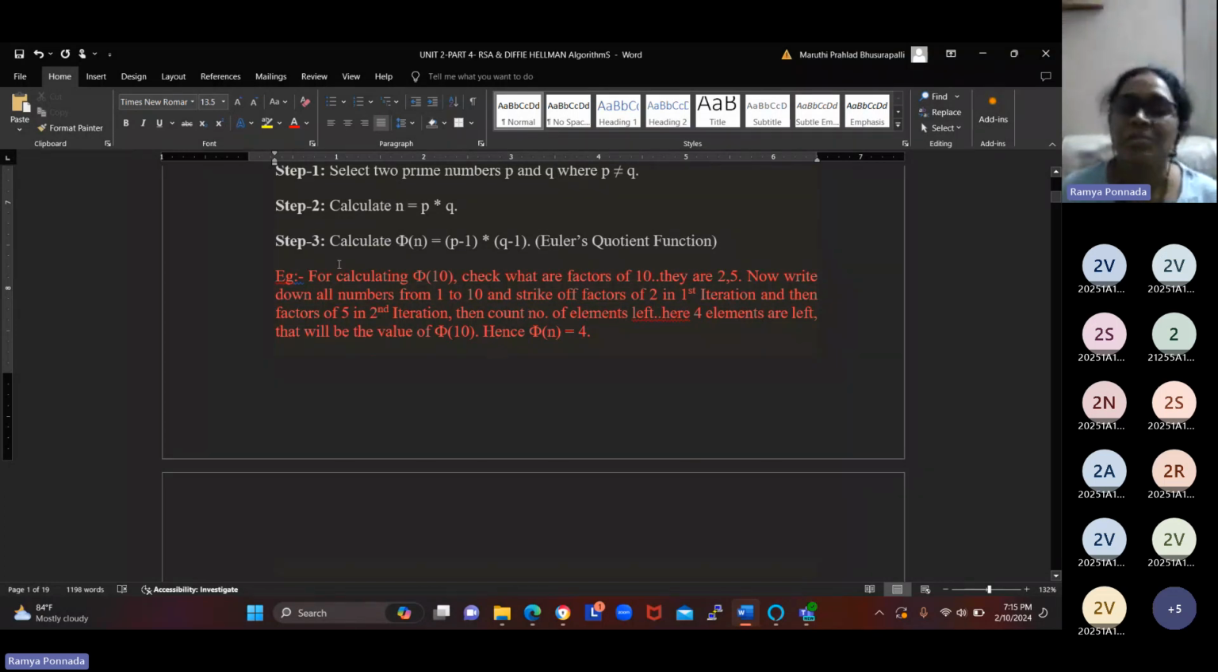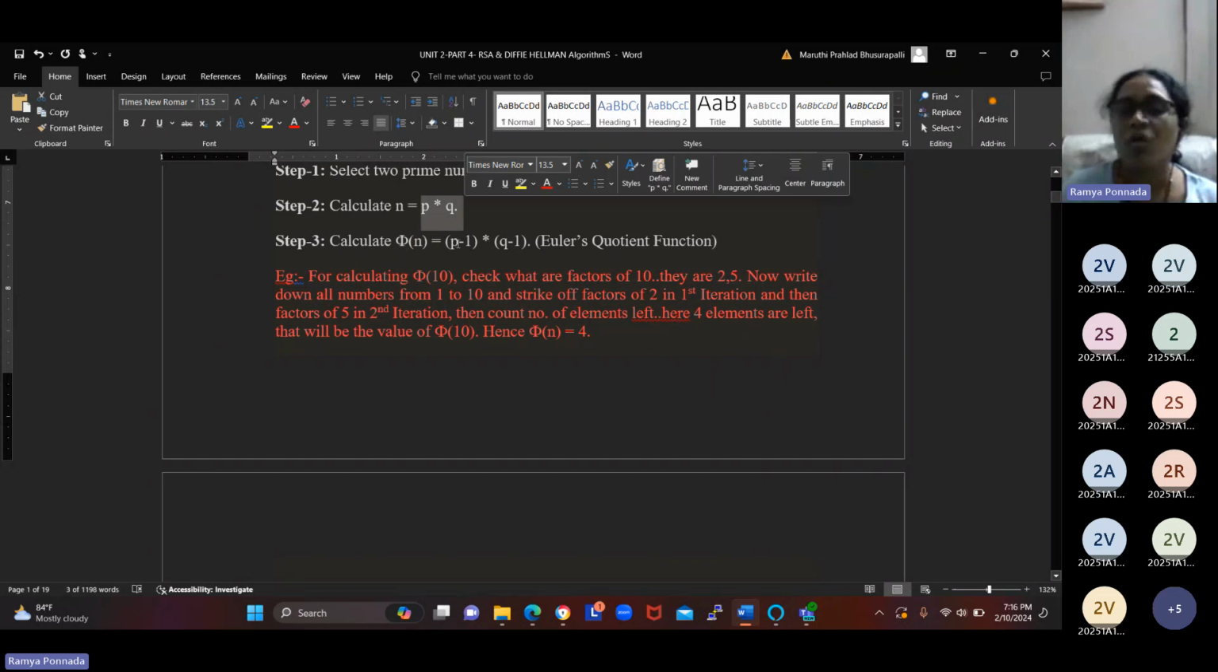Step number 3 is to calculate phi of your n value. What is this phi of n you are going to calculate? This is called Euler's quotient function. How is it going to be calculated?